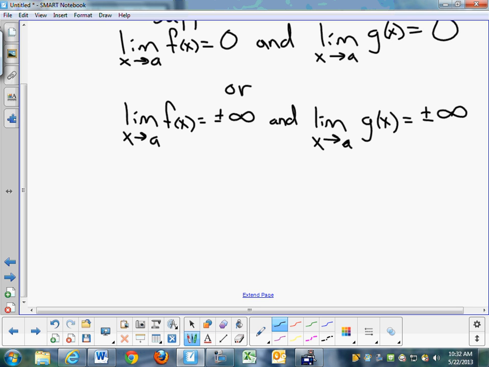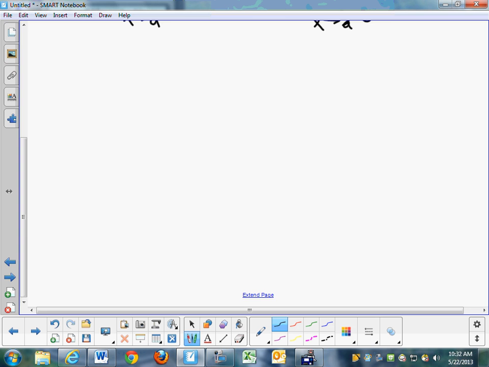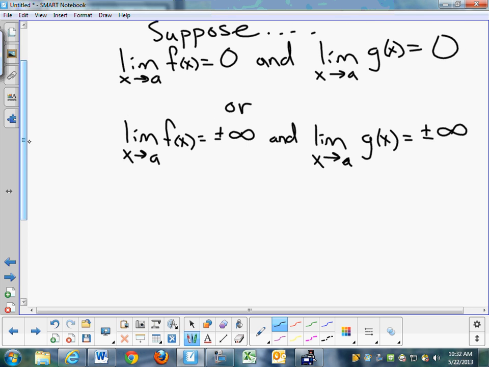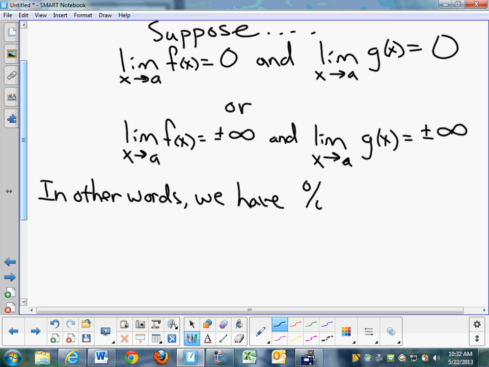Again, it's not plus and minus infinity. It's not both at the same time. It's one or the other. So we could just write it out, a third rule instead. In other words, we have 0 over 0 or infinity over infinity.